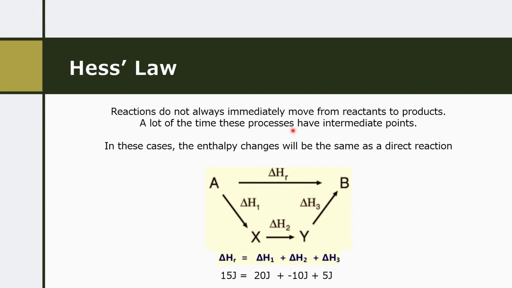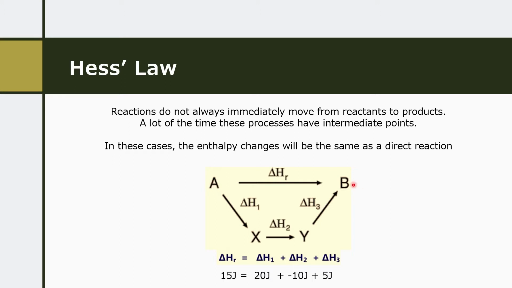A lot of the time, those reactions are not direct. In these cases, what we will see is that the enthalpy changes for all of the intermediate processes will essentially all add up to be the same as the enthalpy change that we see from beginning to end. So a lot of the time you might see Hess's Law expressed with diagrams. There are also ways of showing it mathematically.